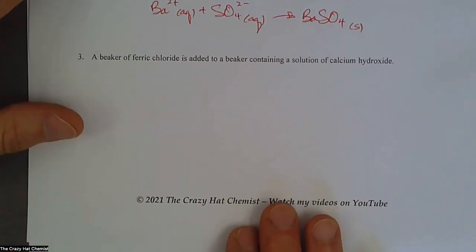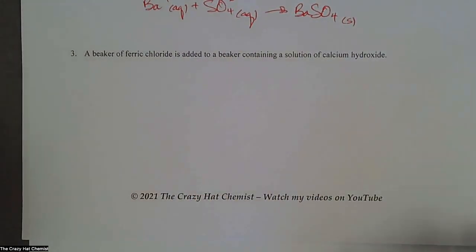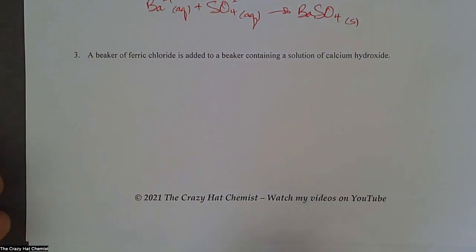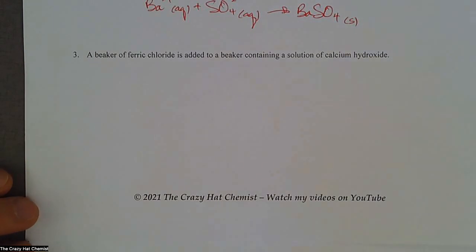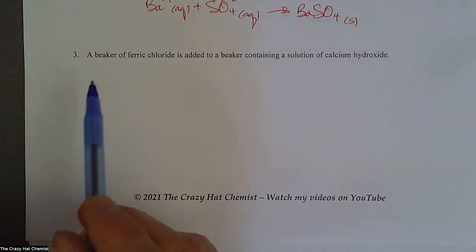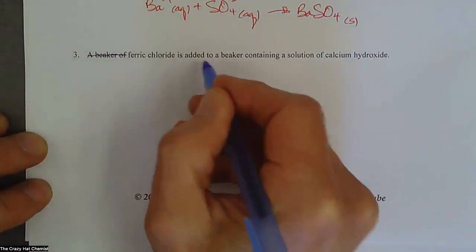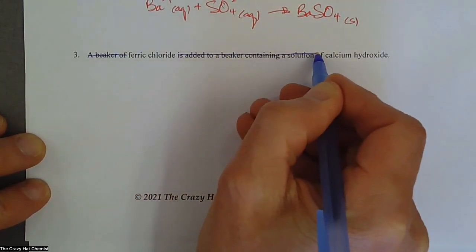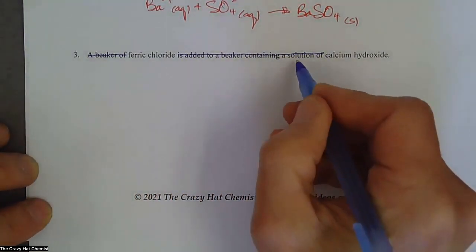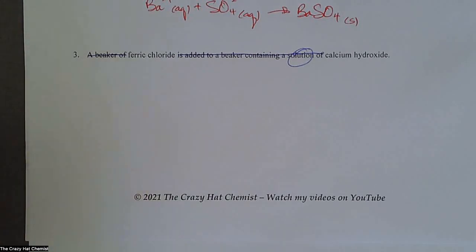All right, so let's see if we can get this moving here, get it straightened up. All right, perfecto. It says a beaker of ferric chloride is added to a beaker containing calcium hydroxide, and it does say a solution of, so that means it's a solution of.